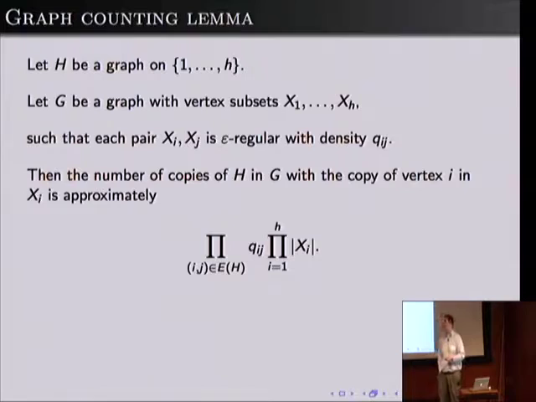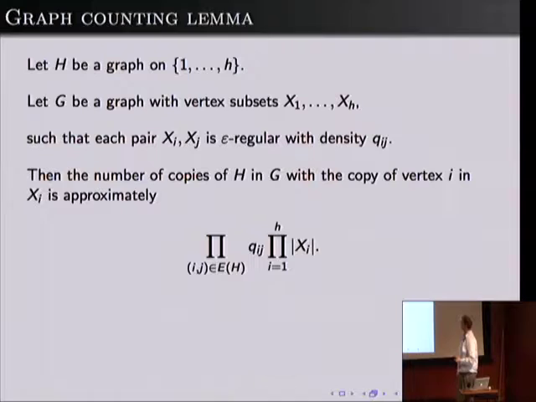What the counting lemma tells you is that the count is approximately what you'd expect if the edges were truly random. And you get an error term, which I haven't written here, which you add to this, which depends on epsilon, which tends to zero when epsilon tends to zero. Now, there's two basic proofs of the graph counting lemma.